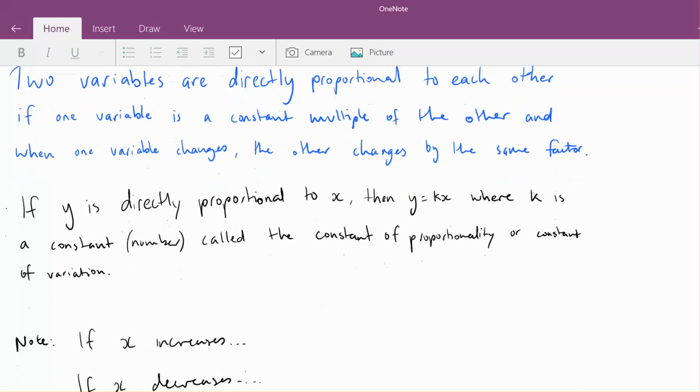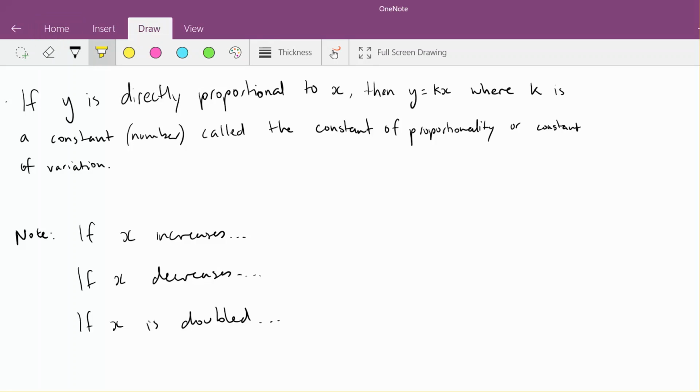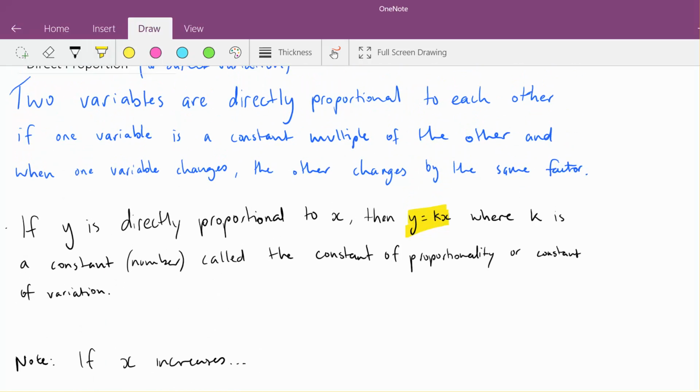So here, if y is directly proportional to x, then y equals kx. So we need to highlight y equals kx, where k is the constant of variation or constant of proportionality. So k is that constant. Like I said up here, there's a constant multiple. So when I'm talking about k is the constant, it's called the constant of proportionality or the constant of variation. That is that constant multiple.